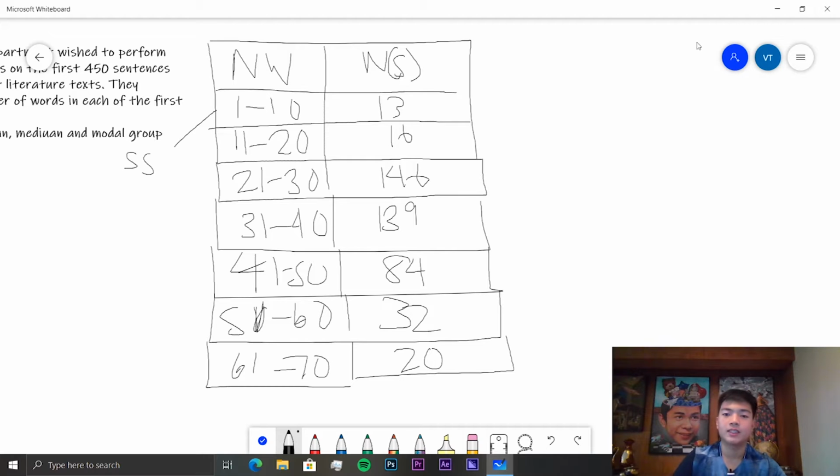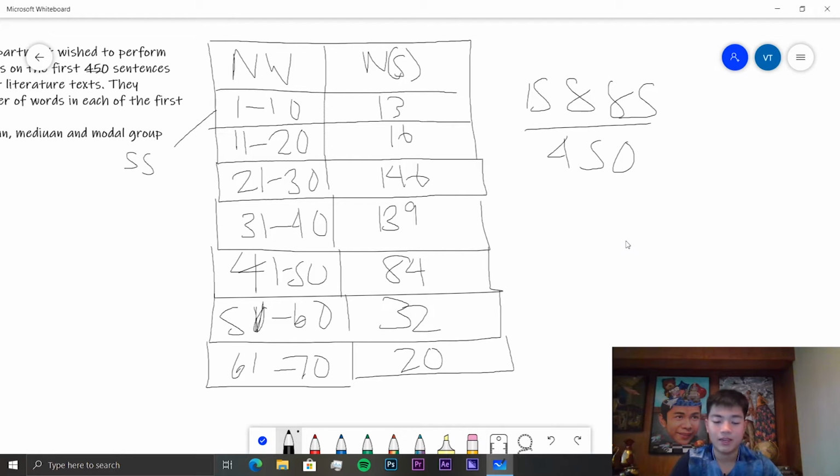So you should get something like 15,885. If we divide that by the number of terms, 13 plus 16 plus 146 plus 139 plus 84 plus 32 plus 20, we get 450. So, of course, 450 sentences. If we divide 15,885 by 450, we get the mean words is 35.3.